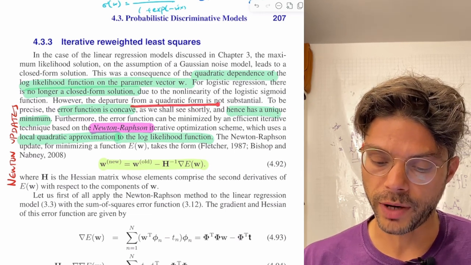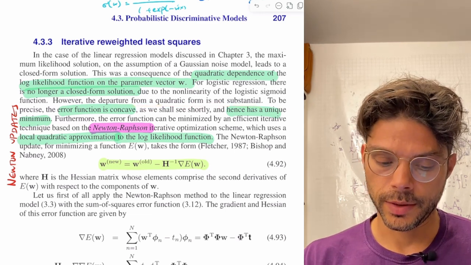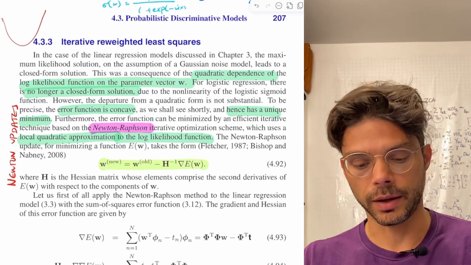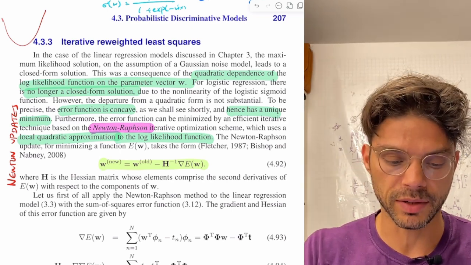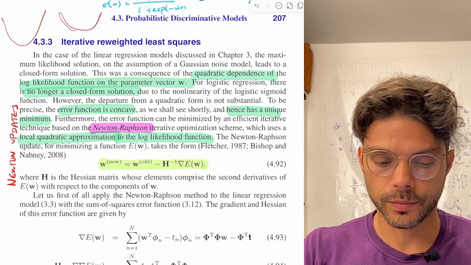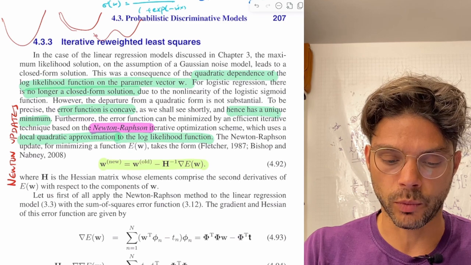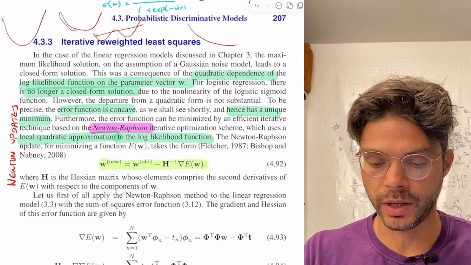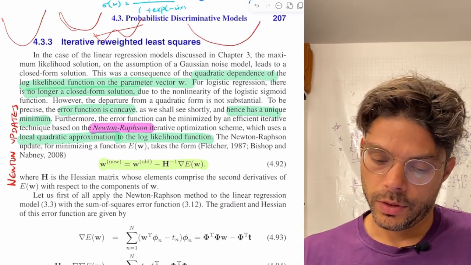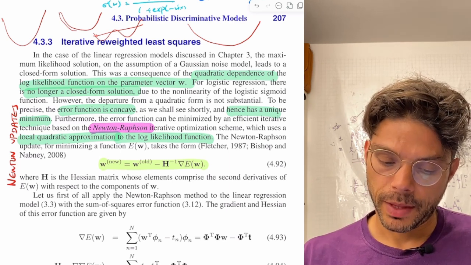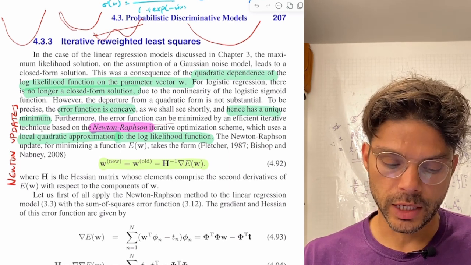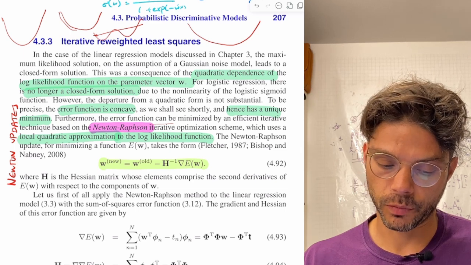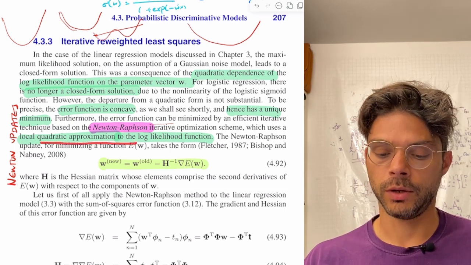The departure from a quadratic form is not substantial, and the error function is concave. So that means it's just going to look like this. Concave basically means you're not going to have funny shapes where some of the chords will go below the function. So it'll be well behaved, and therefore has a unique minimum, and the error function can be minimized by an efficient iterative technique based on the Newton-Raphson iterative optimization scheme, which uses a local quadratic approximation to the log likelihood function.